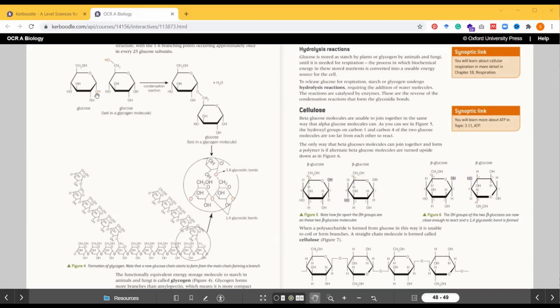Did you get it? Now these two are forming the glycosidic bond, the 1,4 glycosidic bond, right? So this is the 1,4 glycosidic bond formed between these two molecules, right? Now what is happening here? This 1,6 glycosidic bond is also forming a branch here, fine? So this is actually the 6th carbon, fine, and this is the first carbon, right?